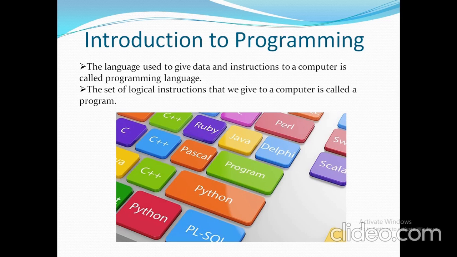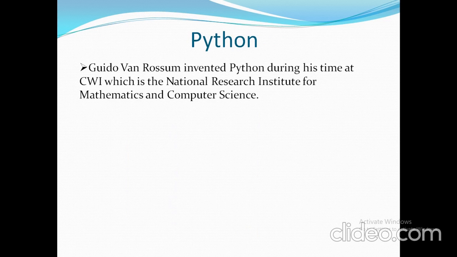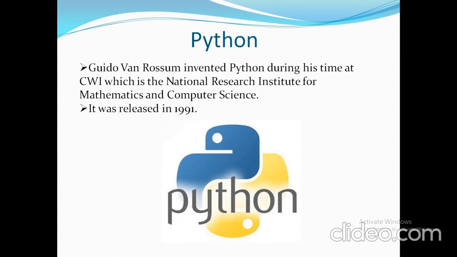Python is one of the most popular programming languages used today. So we'll discuss in detail about the programming language Python. First, we'll learn a brief introduction to Python. Guido van Rossum invented Python during his time at Centrum Wiskunde and Informatica, which is the National Research Institute for Mathematics and Computer Science in Netherlands. It was released in 1991 and it got its name from the BBC sitcom from the 1970s, Monty Python's Flying Circus. So this was a brief history of the programming language Python.